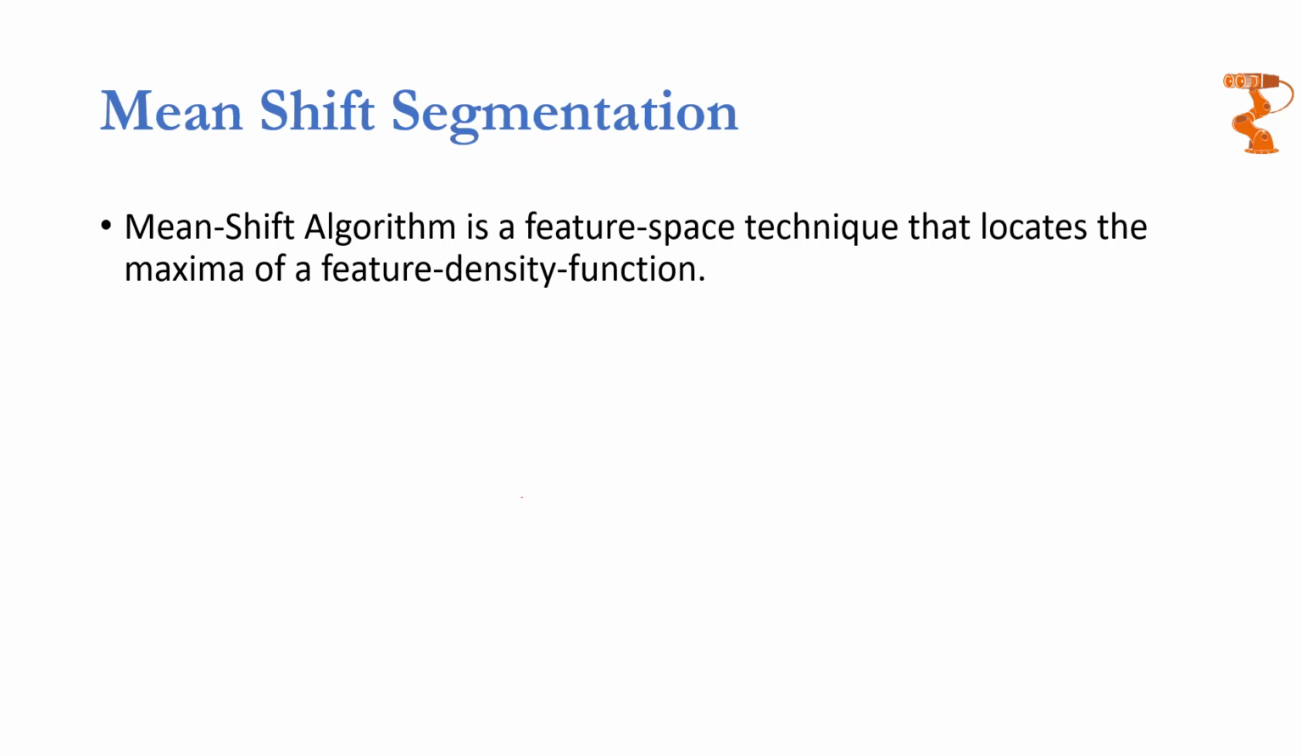But this line has some new words that need explanation. I'm going to explain these things by answering three questions. The first one is, what is a feature? A feature is something unique in an object.